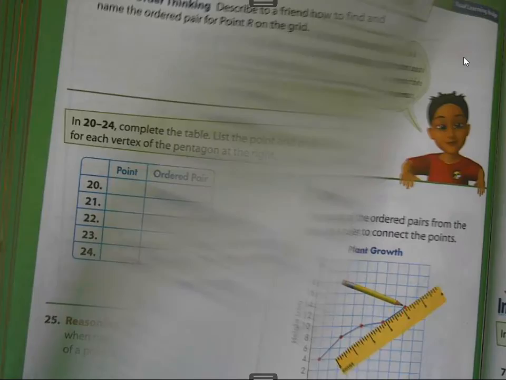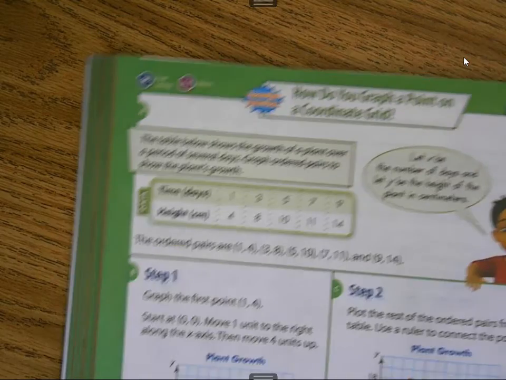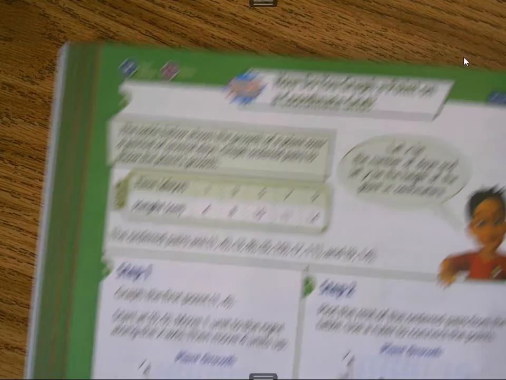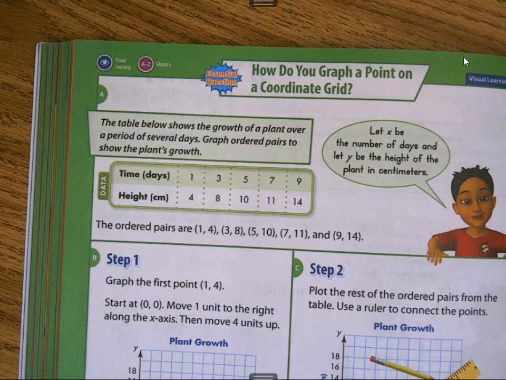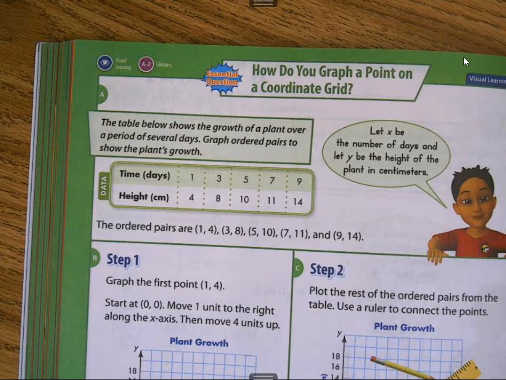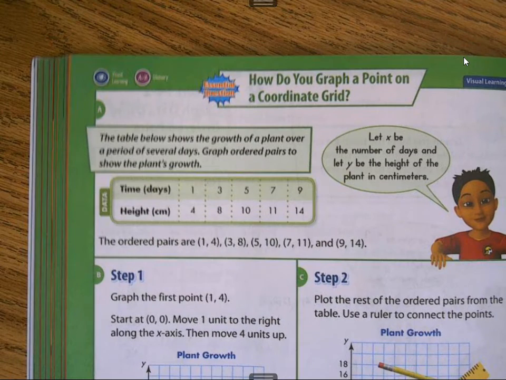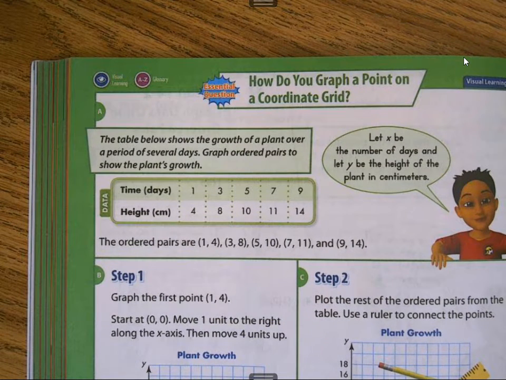The question on page 570. Let's move over there. So here's our essential question for today. How do you graph a point on a coordinate grid? If you understood what we just did, you're probably thinking this is really easy. So the table below shows the growth of a plant over a period of several days. Graph the ordered pairs to show the plant's growth.